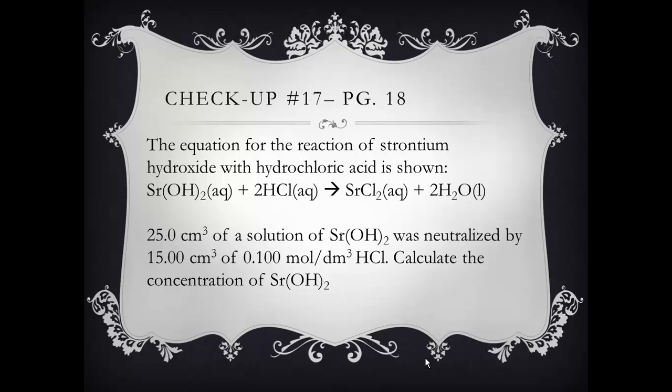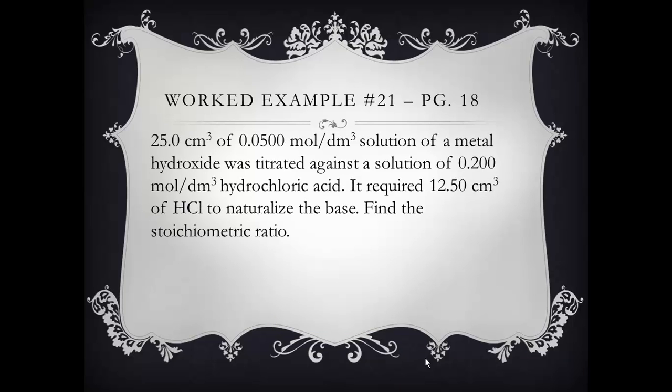Another example. You have 25 centimeters cubed of strontium hydroxide. It was neutralized with 15 centimeter cubed of a 0.100 molar solution of HCl. Calculate the concentration of strontium hydroxide. So same steps involved. You gotta find the moles of HCl. Then use the balanced equation to get the moles of strontium hydroxide. And then from there you can do moles per liter or moles per decimeter cubed. So you should get 0.0300 molar of strontium hydroxide. And again, we can go over the steps in class.